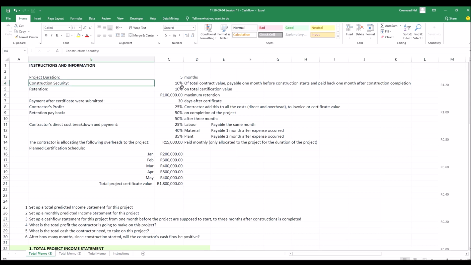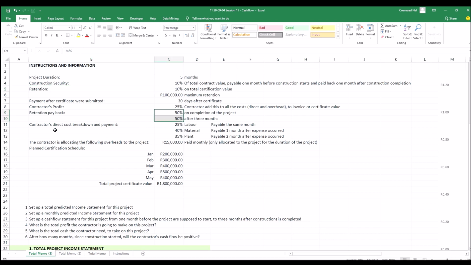They give us the security amount and also some detail on that, which we will come back to. They talk about a retention, an amount and a maximum amount. Then they give us when they pay the certificate, so when we get our money after we've put in the invoice, how long after the invoice we get the money, and the contractor's profit. So what the profit is, how do we work out our profit for the project. Then they talk about the retention payback, when we get back the retention.